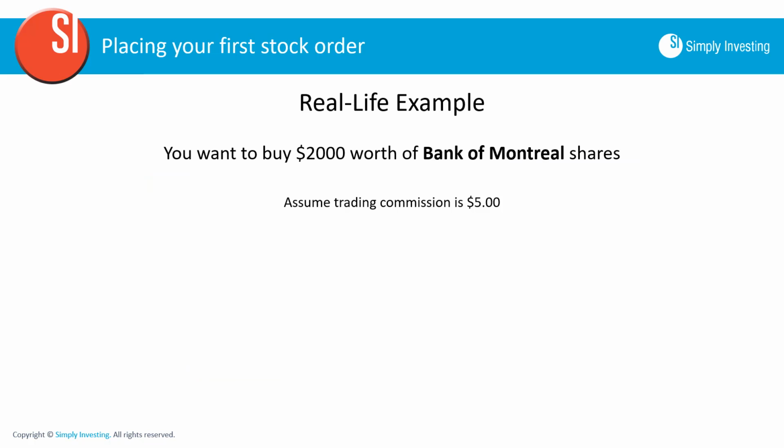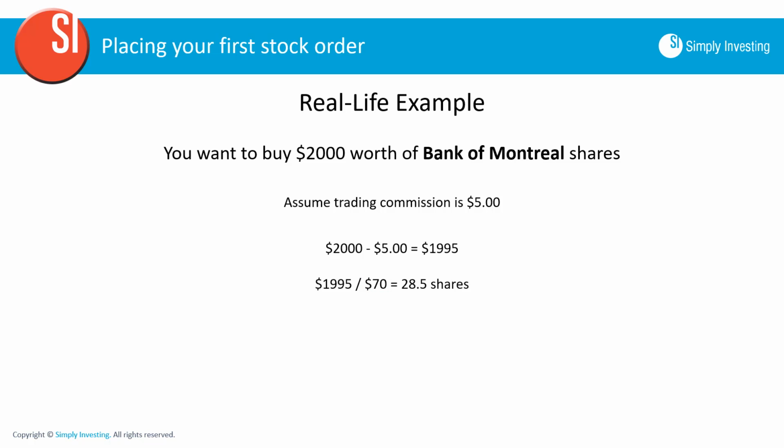In our example today, I'm going to assume that the trading commission is $5. This is going to depend on which account you have open with your discount broker. And trading commissions can range anywhere from $0 to $10 a trade. So if we subtract $5 from our $2,000 that we have ready to invest, we're left with $1,995. I'm then going to take that and divide it by the share price, the maximum price I'm willing to pay, which is $70, and that gives me 28.5 shares.